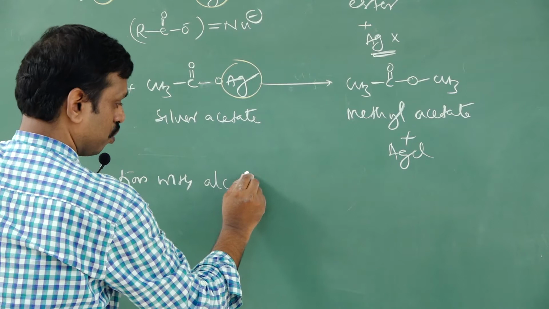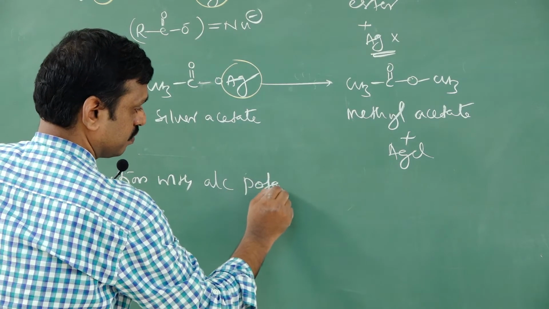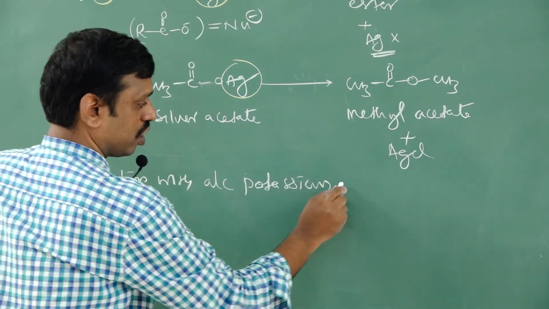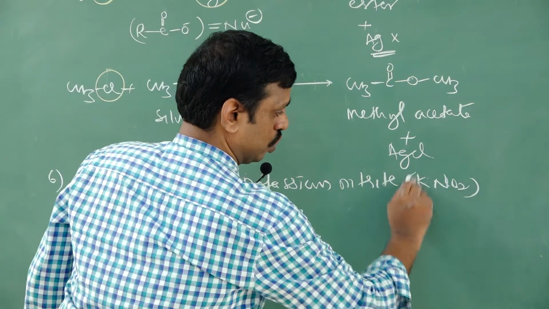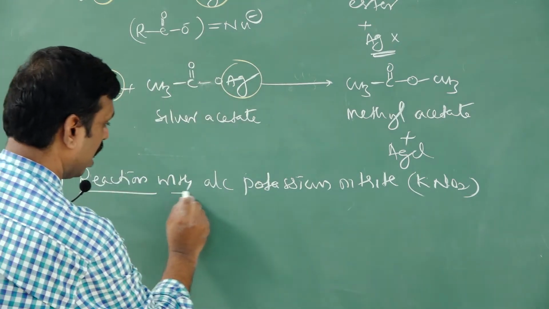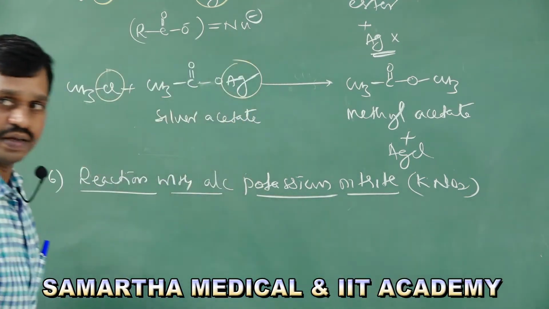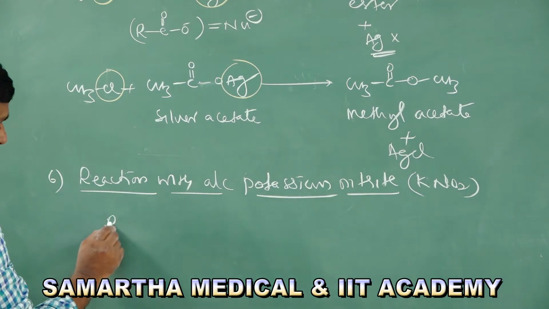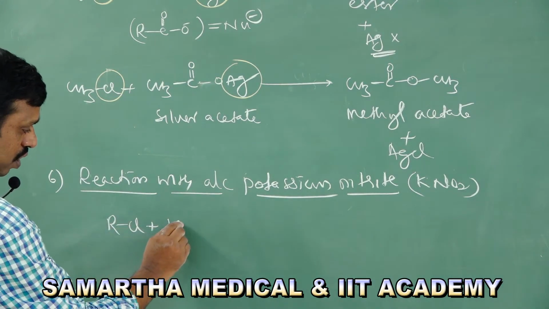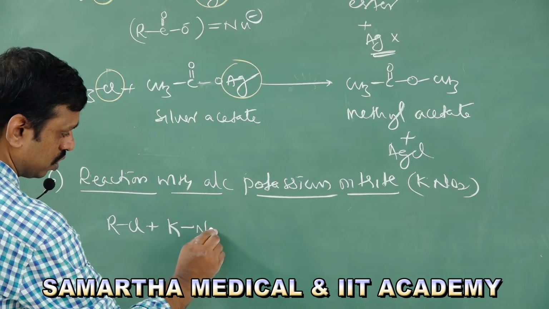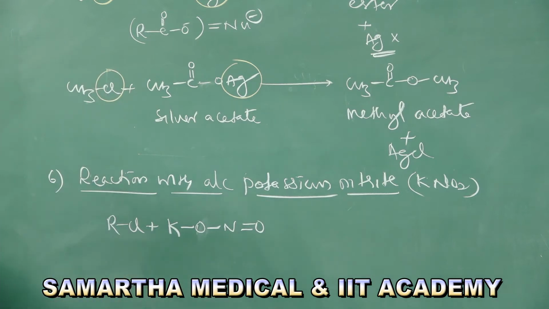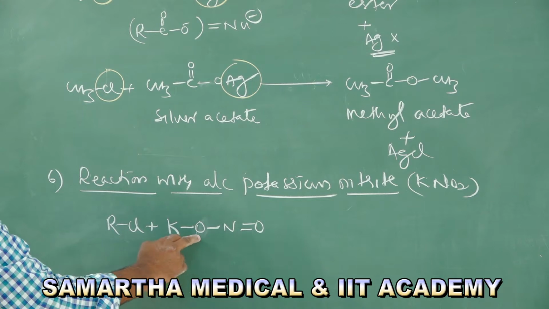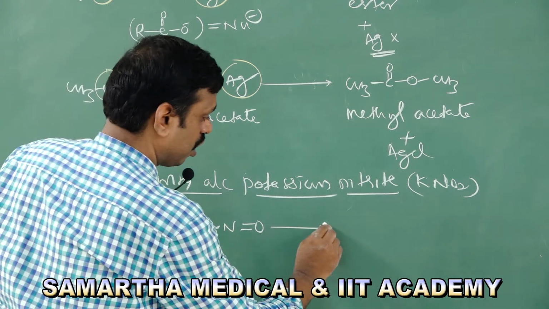Next, sixth one is reaction with alcoholic potassium nitrite. Potassium nitrite, that is KNO2. Let us take alkyl halide reacts with KNO2. So it is K-O-N double bond O. This is potassium nitrite. So therefore, alkyl halide reacts with potassium nitrite in alcoholic medium.